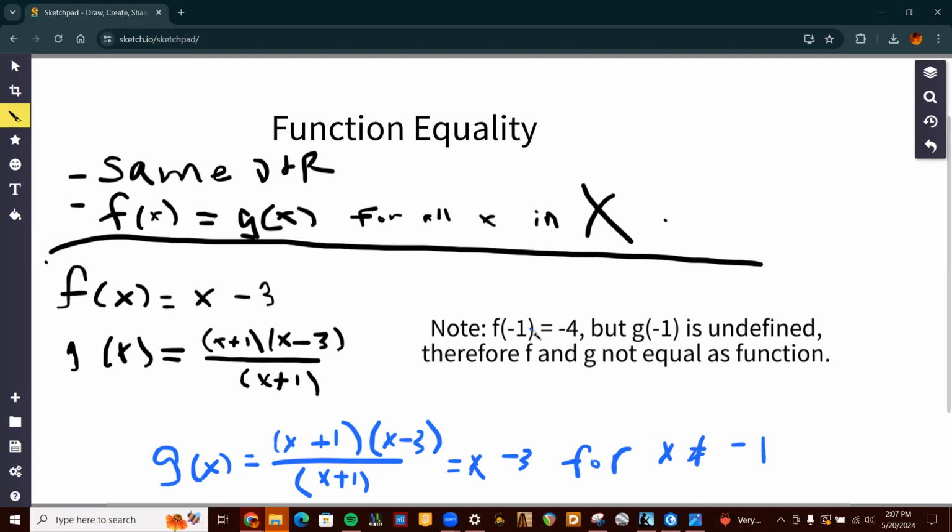And we can give an example. The example is where the x value is -1, we yield different answers. We yield -4 in one, and we yield undefined in the other. That's why they're not equal as functions.